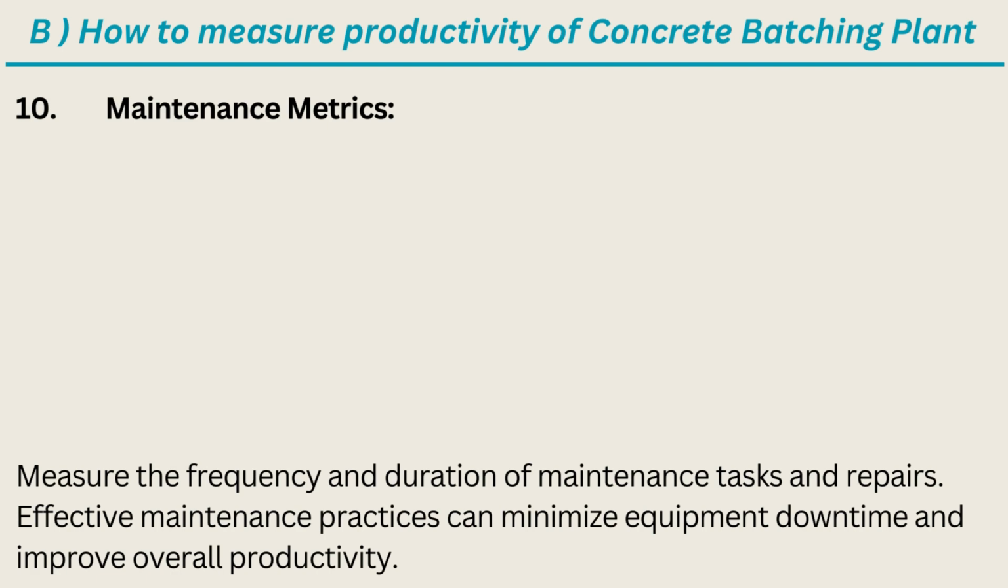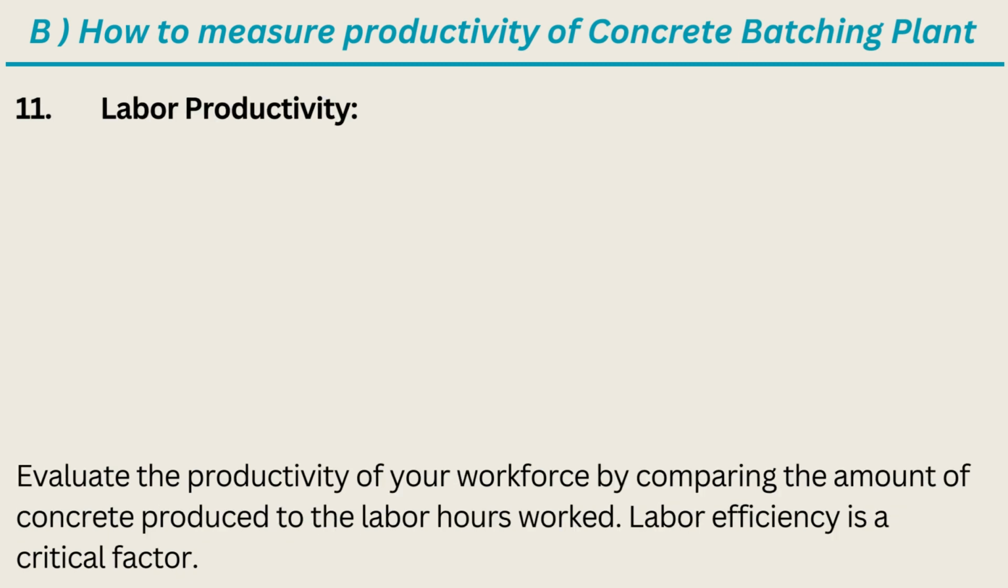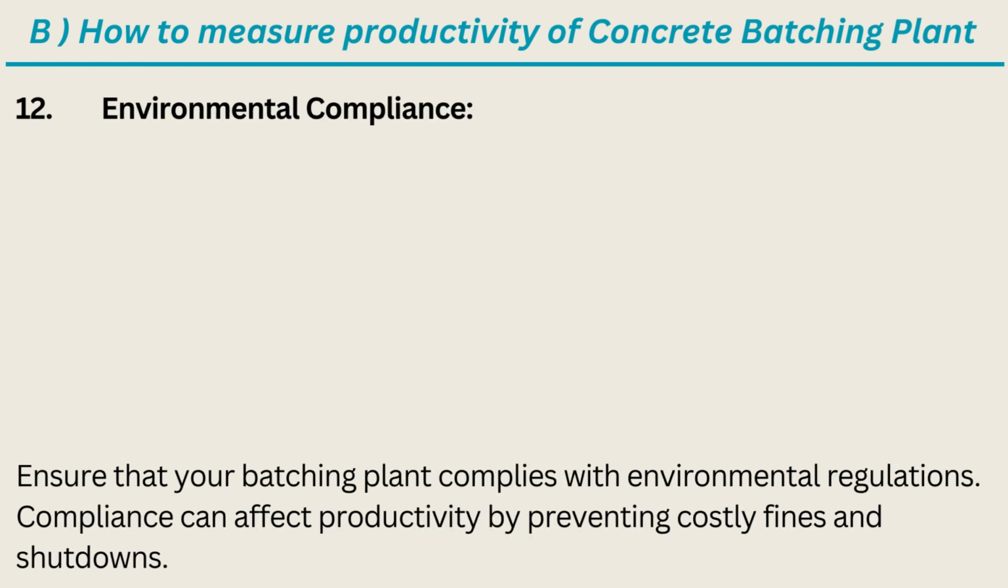10. Maintenance metrics. Measure the frequency and duration of maintenance tasks and repairs. Effective maintenance practices can minimize equipment downtime and improve overall productivity. 11. Labor productivity. Evaluate the productivity of your workforce by comparing the amount of concrete produced to the labor hours worked. Labor efficiency is a critical factor. 12. Environmental compliance. Ensure that your batching plant complies with environmental regulations. Compliance can affect productivity by preventing costly fines and shutdowns.